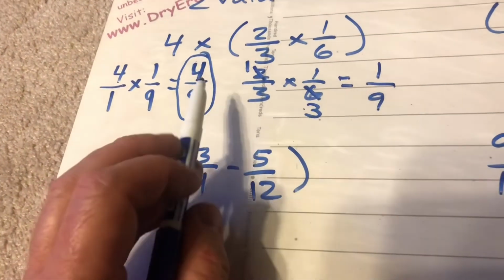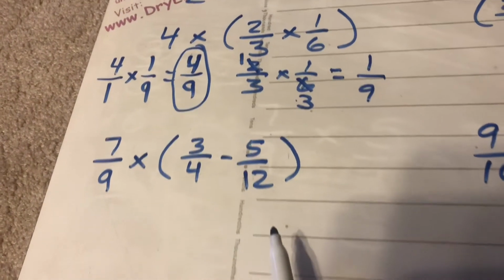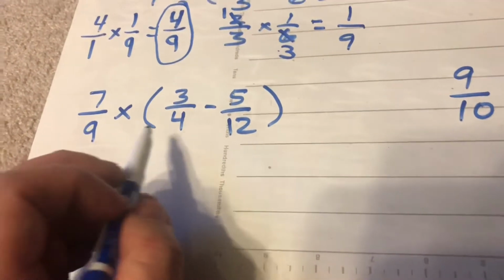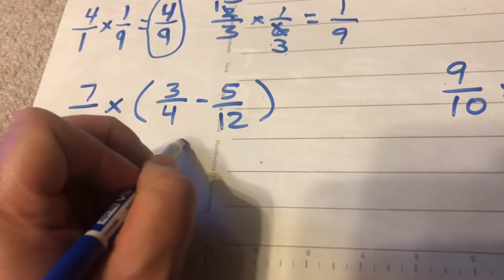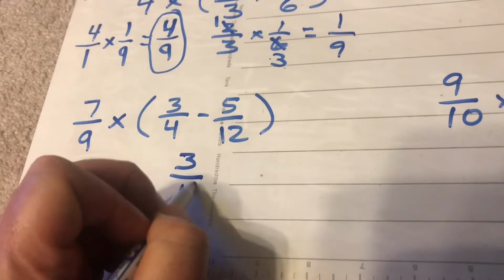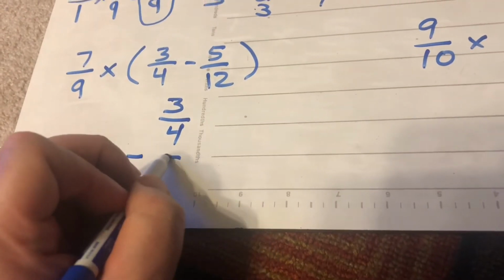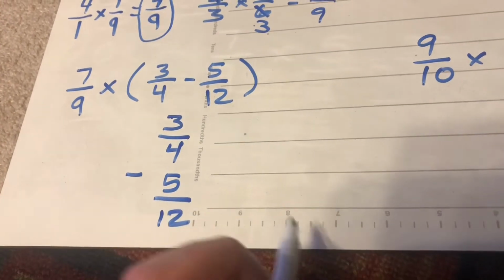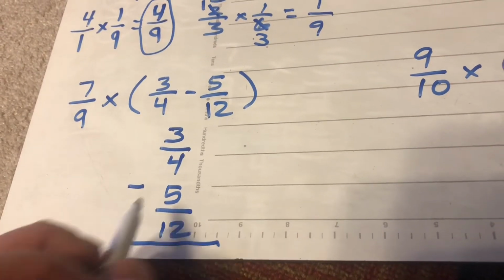So that's in simplest form. 3/4 minus 5/12. Well, I have to do that first. So I'm going to set this up. This is a subtraction problem. 3/4 minus 5/12. So I got to think about common denominator.